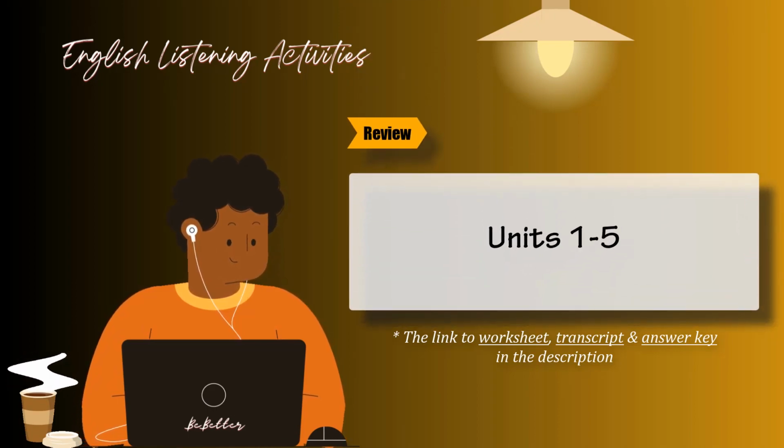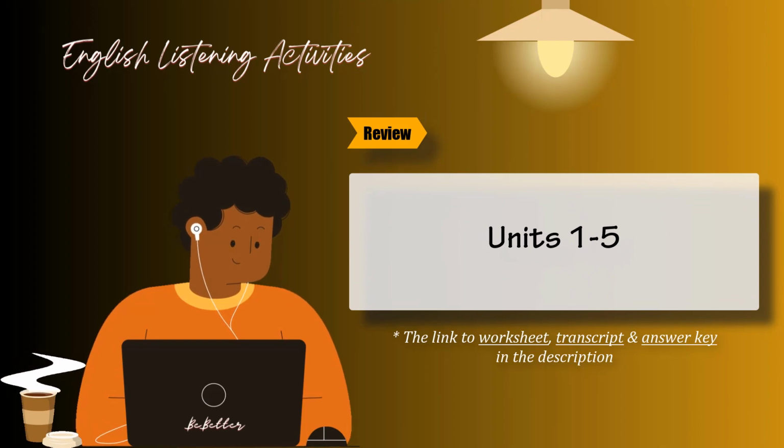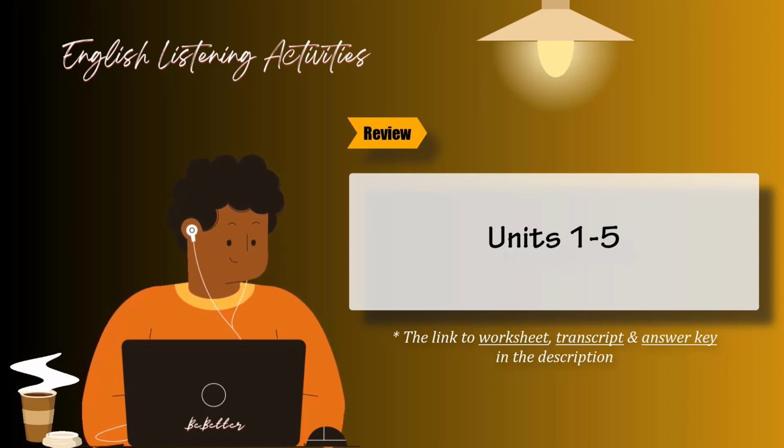Review, Units 1 through 5. Task 1. Listen and circle the names you hear. Then listen again and number the pictures 1 through 4. One picture is extra.